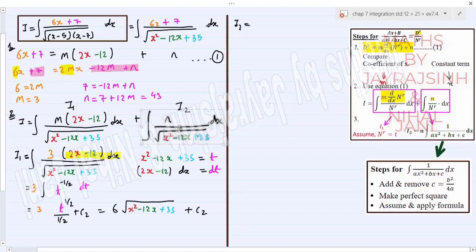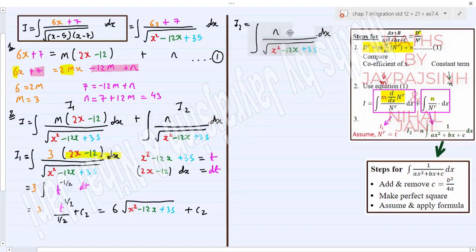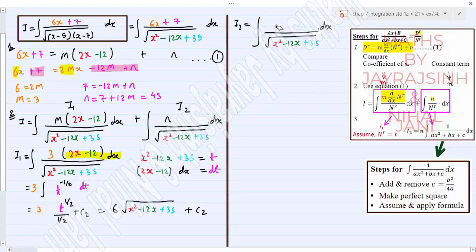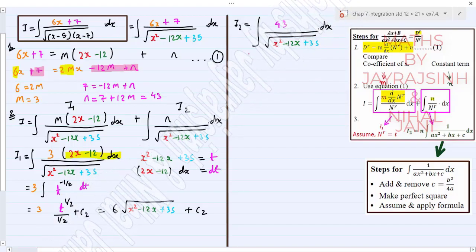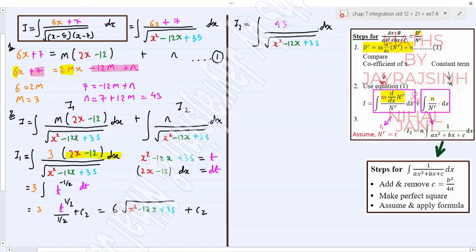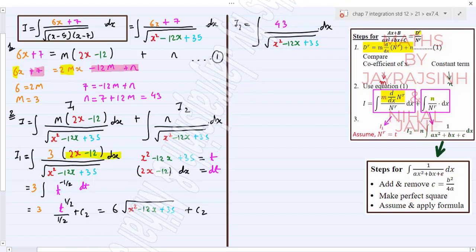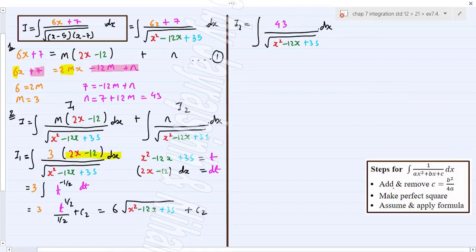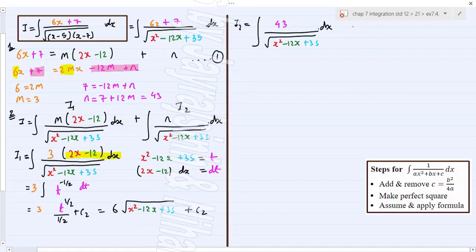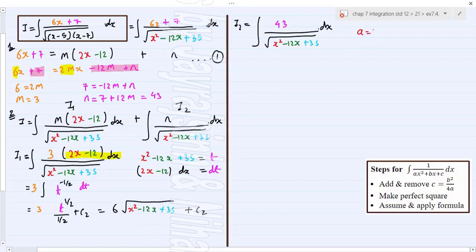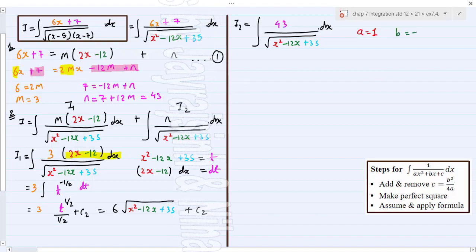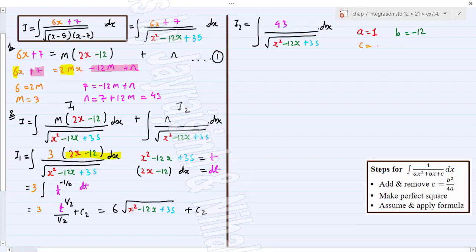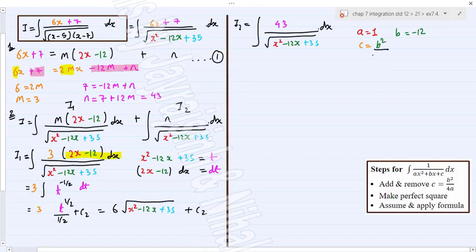Now it's time to integrate our I2. Here the value of n is 43. We don't have to worry about it. Our I2 is in the form of integration of 1 upon under root of ax square plus bx plus c. So we have to follow its steps. Its first step is add and remove the last term. To get the last term, we are going to need the coefficient of x square, which is 1, and the coefficient of x, which is minus 12. The last term is equal to b square upon 4a.